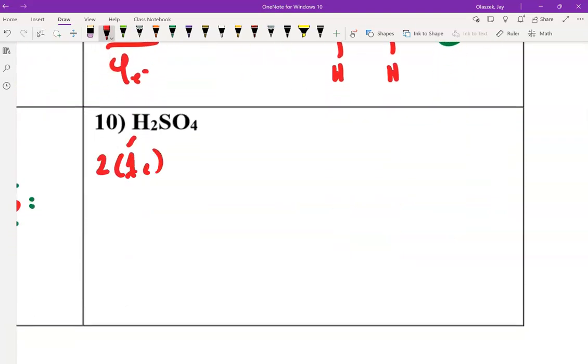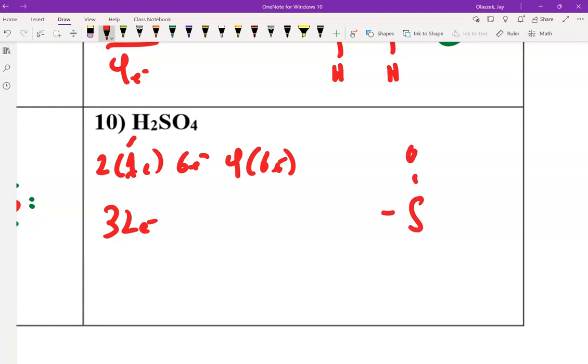2 hydrogens, and they each have 1. We got a sulfur with 6, and we got 4 oxygens, and they have 6. That's a total of 32 electrons. 2 plus 6 is 8, plus another 24 is 32. Keep it simple. I'll put the sulfur in the middle, and I'll put one of our 4 oxygens on each side of the sulfur, and I've got 2 extra hydrogens. What the heck? Put those on the ends.